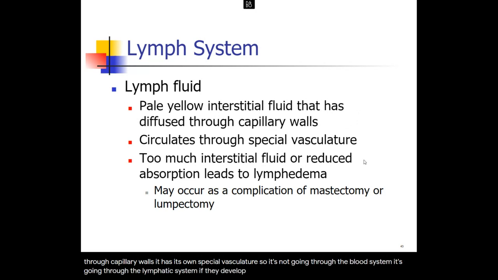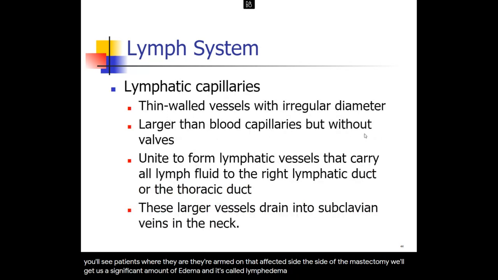If they develop too much interstitial fluid or they're not able to absorb it, it can lead to what we call lymphedema. And this is what you see when a patient has had a mastectomy or a lumpectomy and they've taken lymph nodes out to assess for metastasis of the cancer. You'll see patients where their arm on that affected side, the side of the mastectomy, will get a significant amount of edema, and it's called lymphedema.